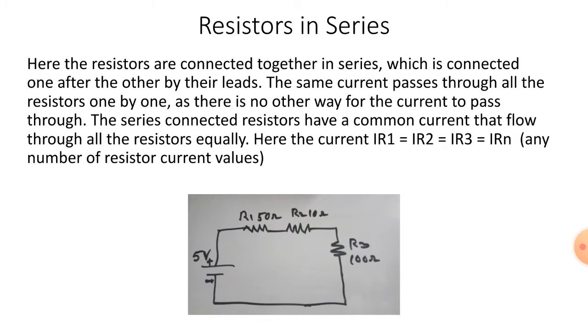Resistors in series. Here the resistors are connected together in series, which is connected one after the other by their leads. The same current passes through all the resistors one by one, as there is no other way for the current to pass through. The series connected resistors have a common current that flows through all the resistors equally. Here the current IR1 equals IR2 equals IR3 equals IRN, or any number of resistor current values.